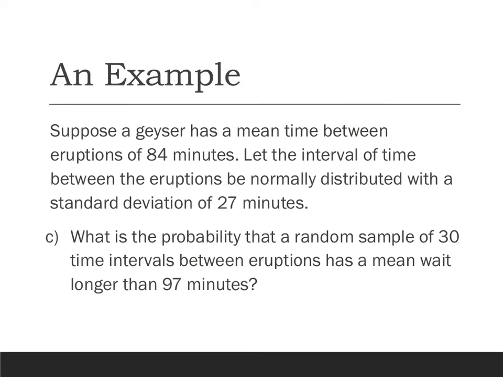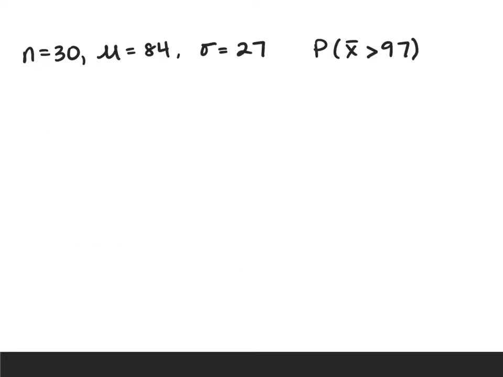All right, so part C of this example just wants us to do the same thing, but now we're going to look at a random sample of 30 time intervals. So now n equals 30. This changes the distribution that we want to work with. So let's take a look at what this will look like when we draw it out, stick it in the calculator, and see how different our answer is.